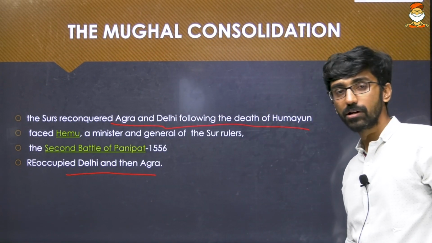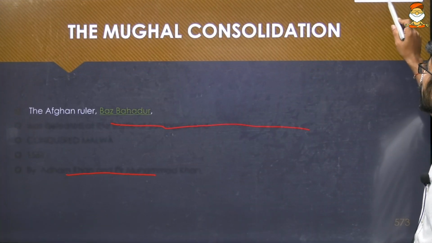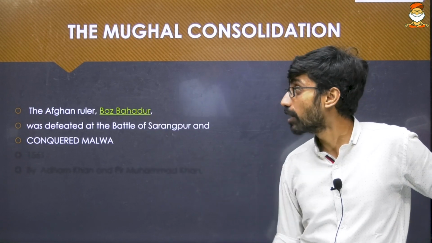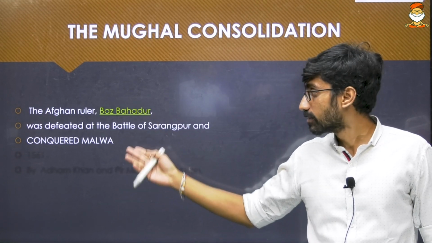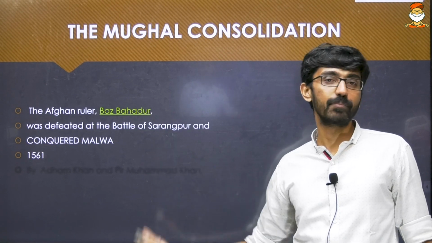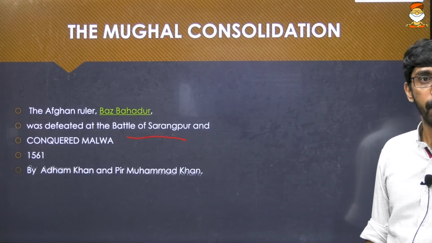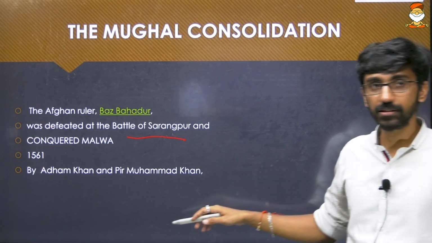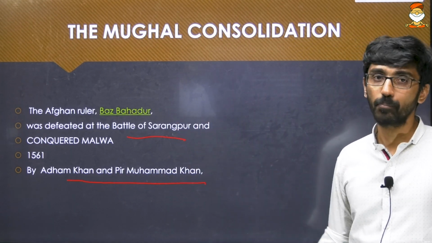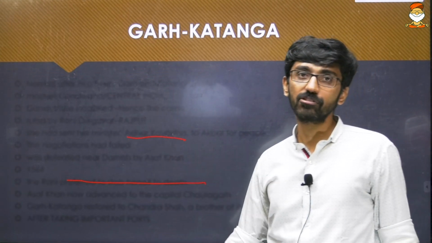Okay, so that is Babur, Humayun, then again Akbar. Akbar again, more battles we can talk about. He defeated the Malwa ruler, the Afghan ruler Baz Bahadur, in 1561, after the Second Battle of Panipat. That is the Battle of Sarangpur. So he conquered Malwa. Particularly Akbar's commanders, Adam Khan and Pir Muhammad Khan, defeated Baz Bahadur. So now Malwa became part of the Mughals, because the expansion of the Mughal Empire is happening.